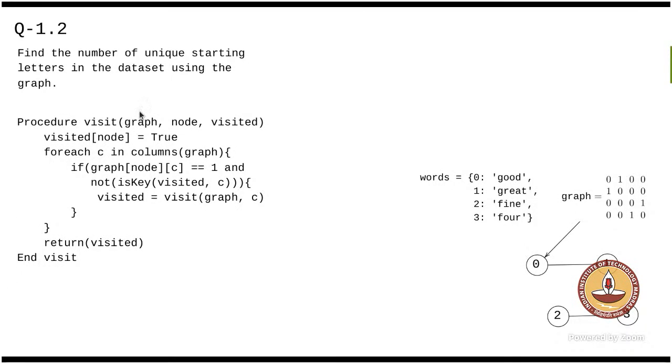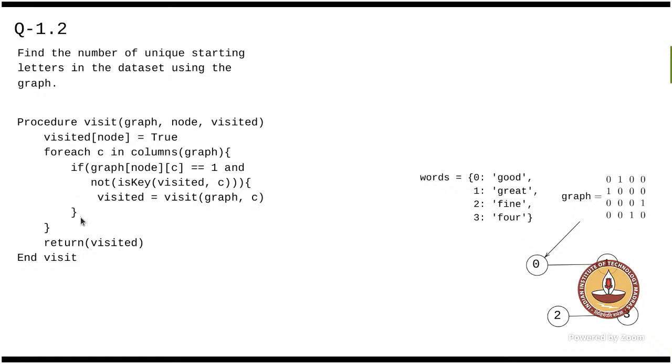You have a graph which you want to do DFS on. You start with a node. Visited is a dictionary. You keep track of which nodes were visited. So if you are starting from node 0, you say visited of 0 is true. So you have visited 0, and then you go through each C in the columns of the graph. If there is an edge from the node to C, and if it's not already visited, you go ahead and visit, DFS of graph, comma, C. This will do your DFS.